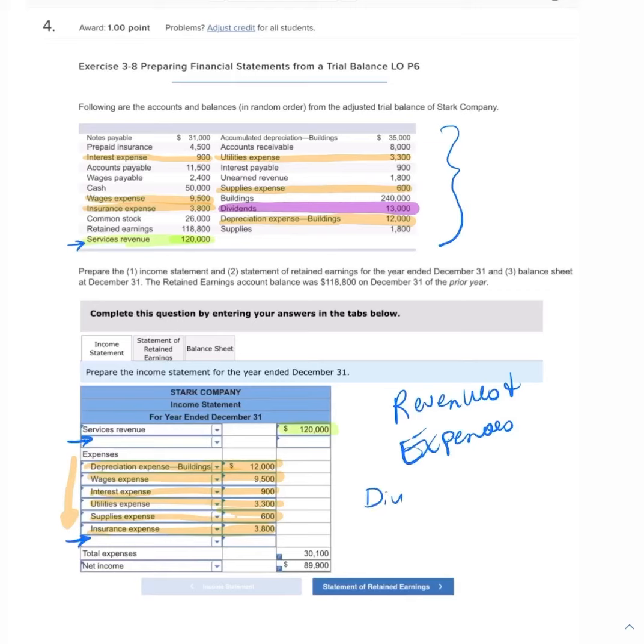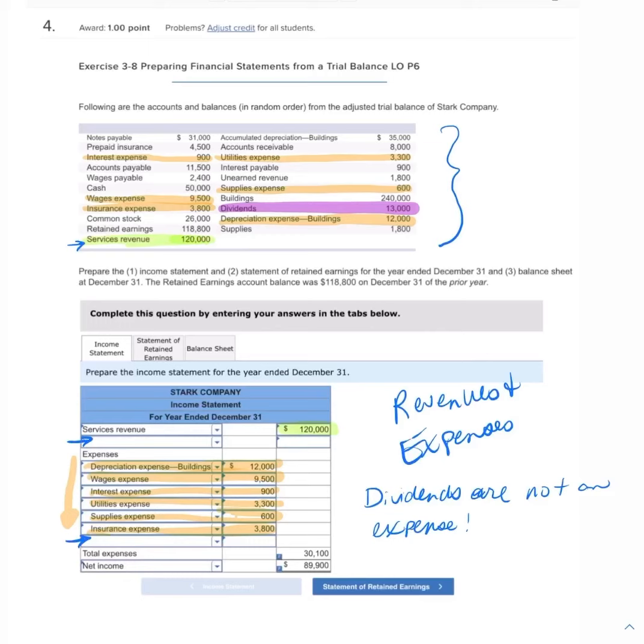Okay, this is something I have tried to talk about many times in these first few videos because it is so important, and it is one of the most common mistakes I see is people trying to tell me dividends are an expense. Dividends, in fact, are not an expense. They're simply a direct reduction of equity. And we'll see that by looking at our statement of retained earnings on the next page.